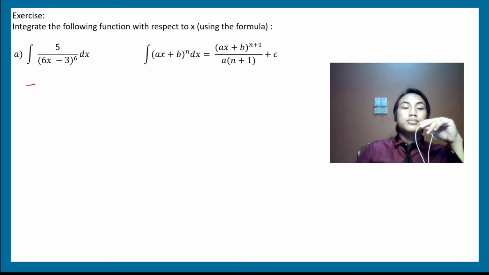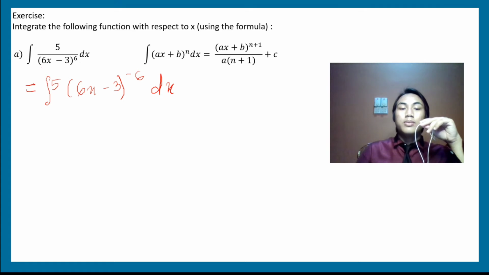Okay, first thing first. You see the function is in the denominator. We put it as a function, but not in the fraction. So how do we do it? Okay, we change the power to negative 6.